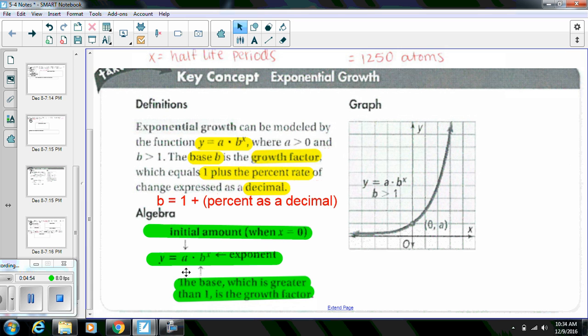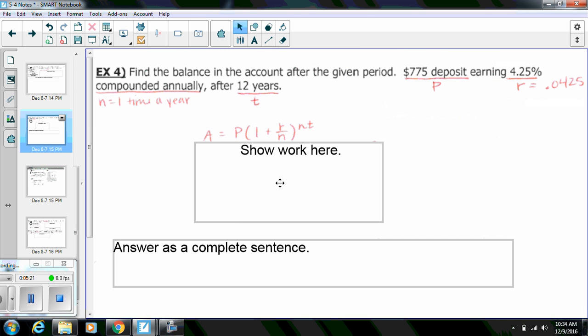So the initial amount is a, like we talked about. b is the base of the exponent, which is greater than 1, and this is how we find b right here. b is 1 plus the percent as a decimal, and then x is your exponent. And then to the right, we have a graph of a general exponential growth equation.